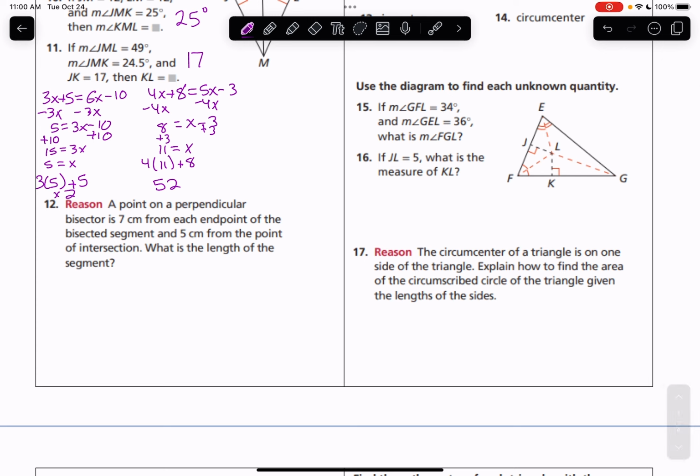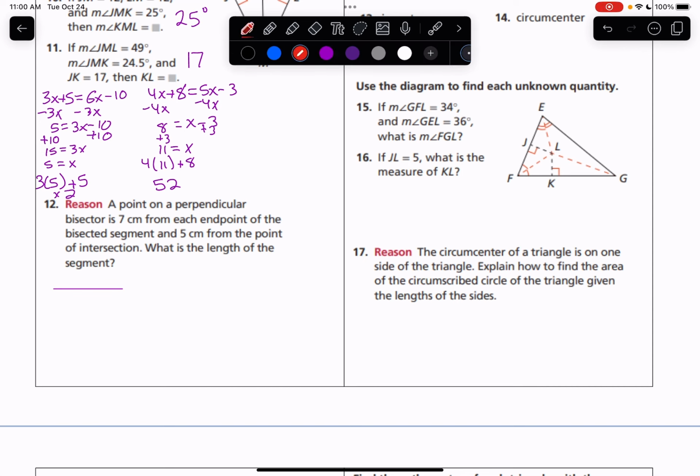Number 12, a point on a perpendicular bisector is 7 centimeters from each endpoint of the bisected segment. So let's draw a segment, and let's draw its perpendicular bisector, like this. And it says a point on this perpendicular bisector is 7 centimeters from each endpoint. So 7 centimeters here, 7 centimeters here. Let me put my perpendicular bisector lines in. There we go. And 5 centimeters from the point of intersection. So there's the 5, because that point is 5 centimeters from where that segment intersects.